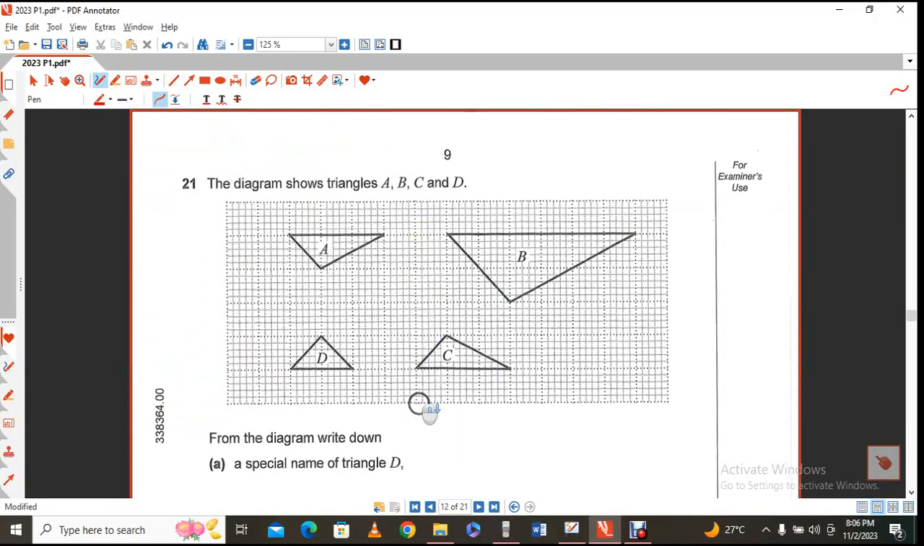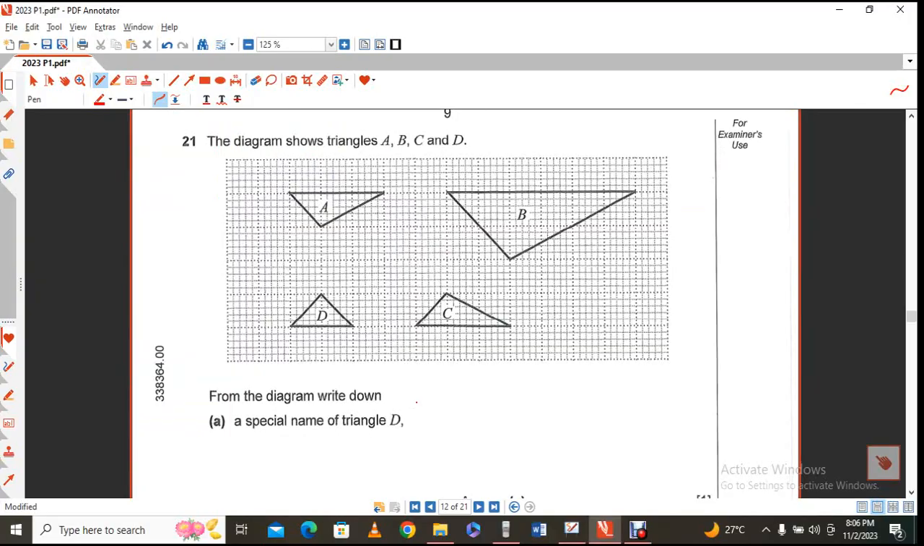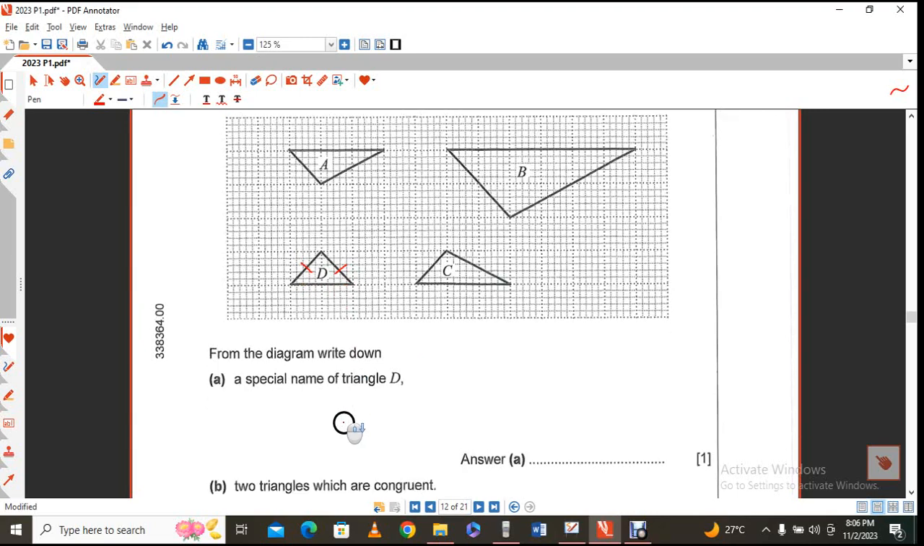They say the diagram shows triangles A, B, and C. What is the special name of triangle D? Of course, you can see that the side is equal to that side, okay? And this is an isosceles triangle, all this space just for you to write isosceles. So this is an isosceles. I-S-O-S-C-E-L-E-S. Okay, a lot of students struggle with the spelling of this word.